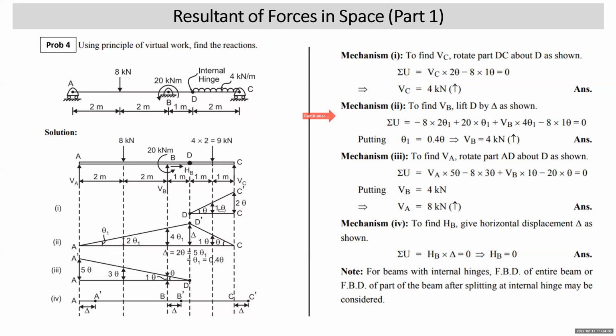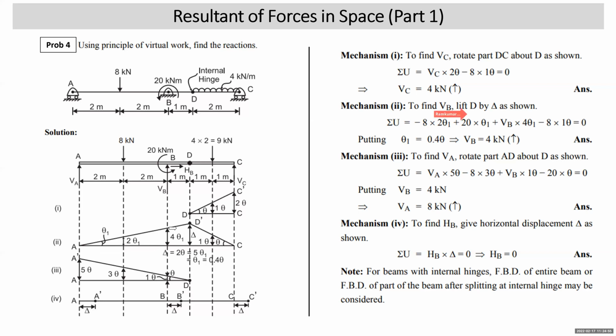Now mechanism 2 to find VB. VB will be obtained from this mechanism. Work done. Let's start from the left hand side. Minus 8 into 2 theta 1, negative. Right? This moment is acting anti-clockwise. You have rotated this part anti-clockwise, so work done will be positive. Plus 20 into theta 1.